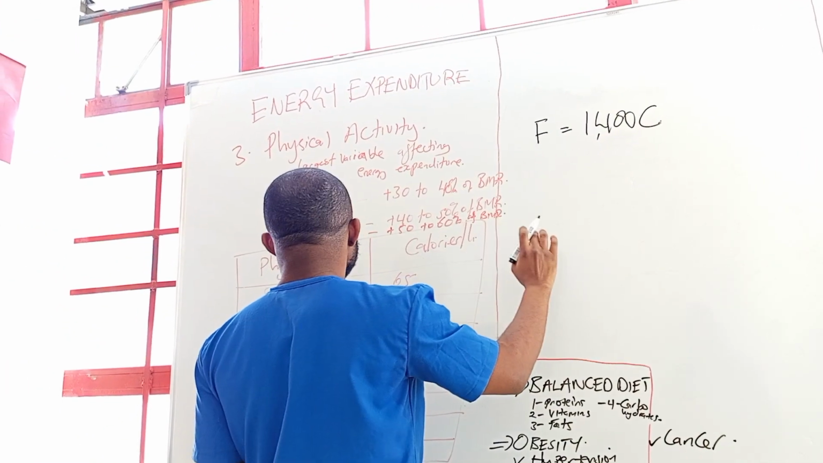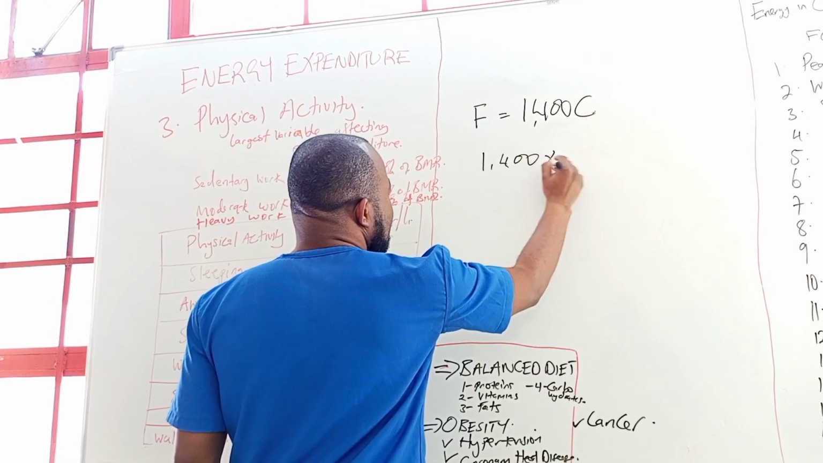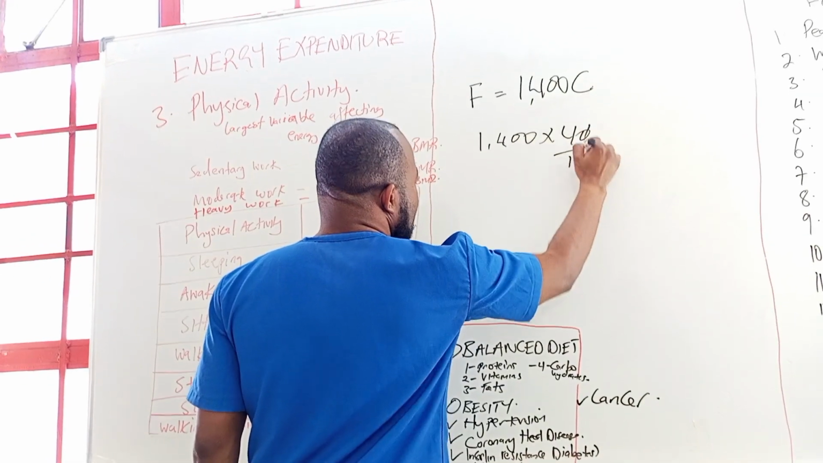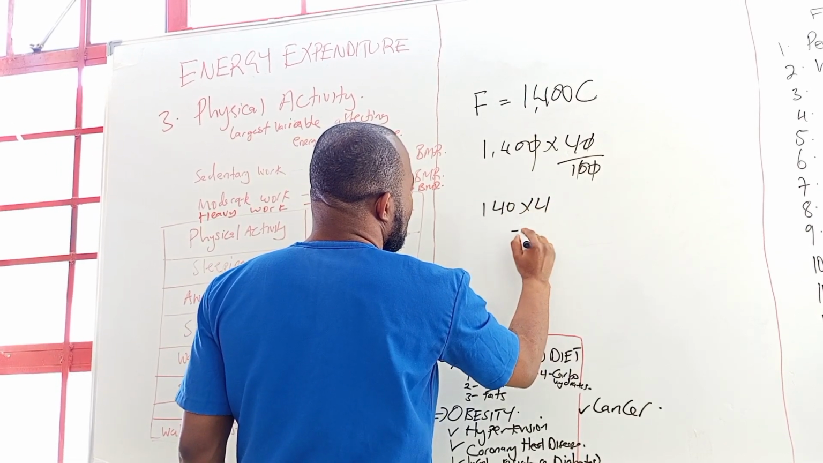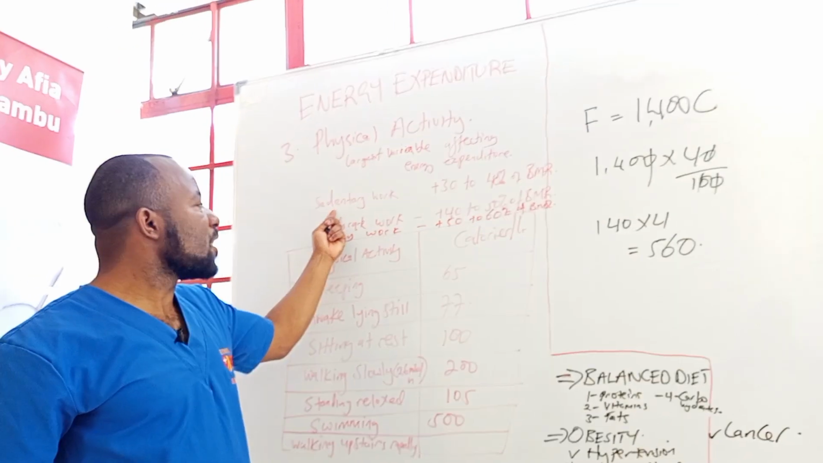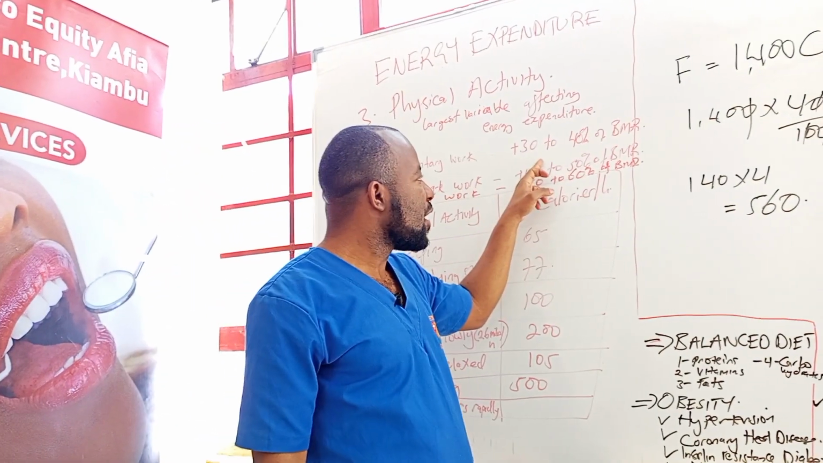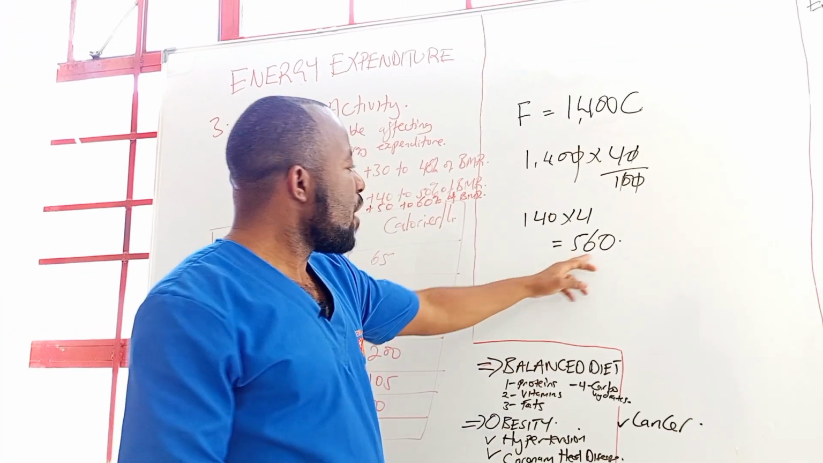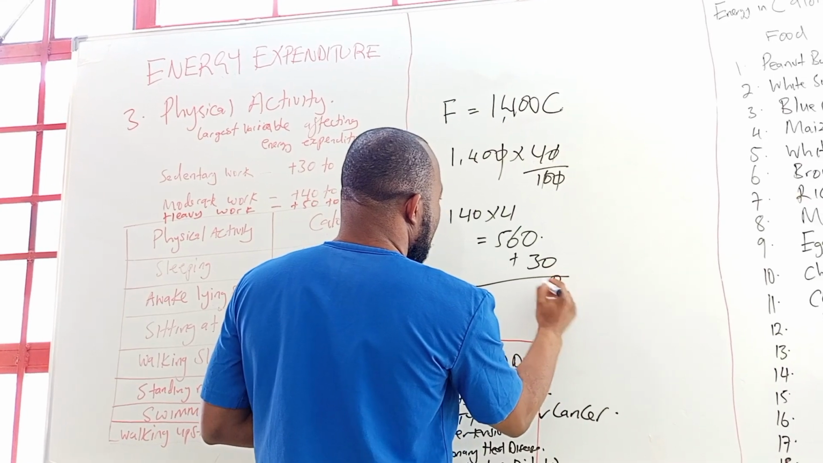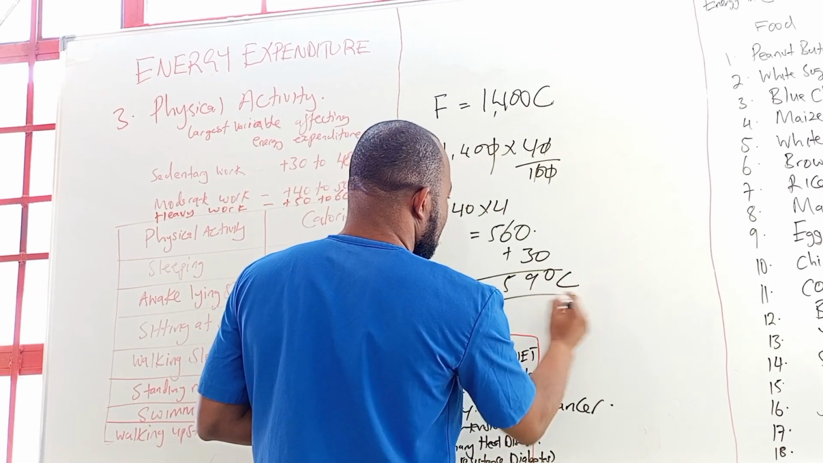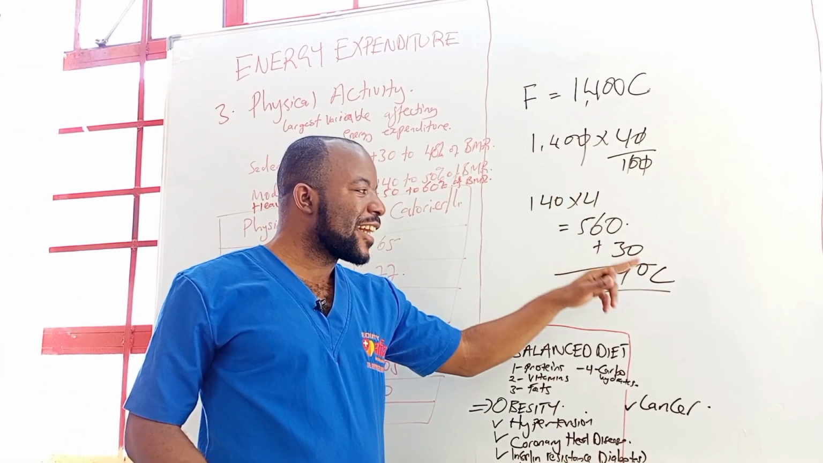So 40% is 1,400 times 40 divided by 100. So this will give us 140 times 4, which will give us 560. So someone who is sedentary, someone who is doing work sitting down, needs only 560 plus 30, which will give us 590. So work while you are sitting down will need only 590 calories.